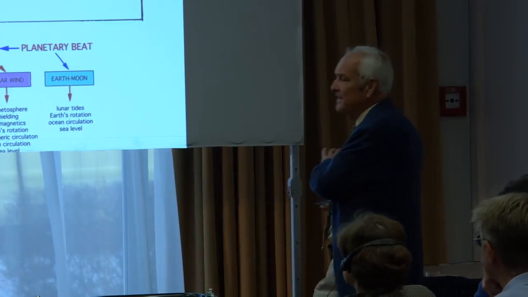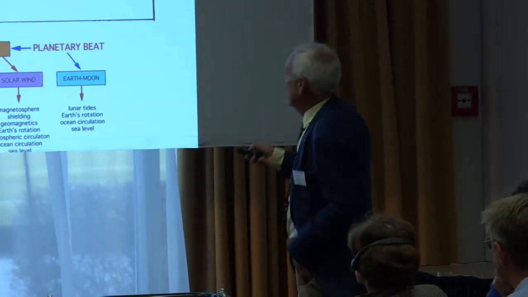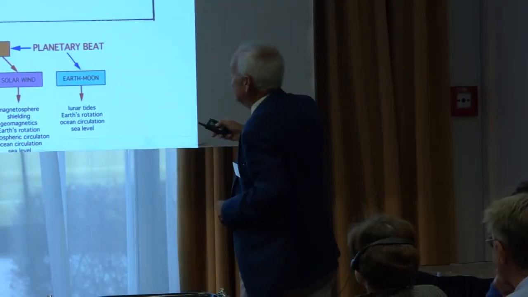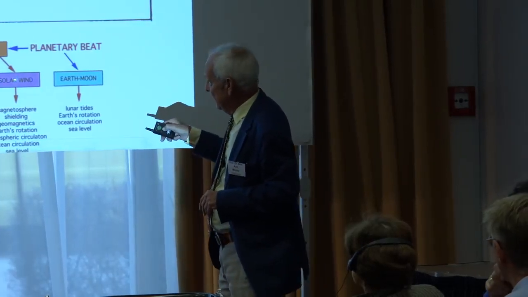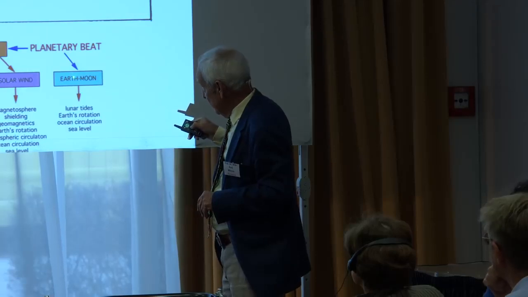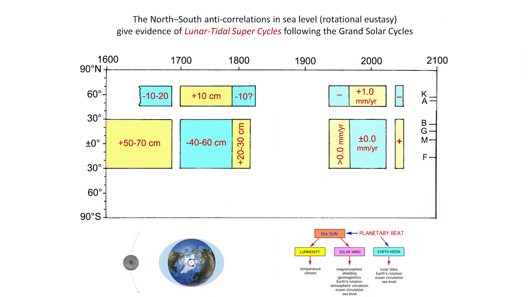But how can they be driven? Only by this tidal system. Only if the planets beat on the sun at the same time as the Earth-Moon system, and the solar wind goes into the magnetic shielding, geomagnetic Earth rotation, which is the driving force for atmospheric circulation, ocean circulation, and of course sea level, and the same here: Earth rotation, ocean circulation, and sea level.